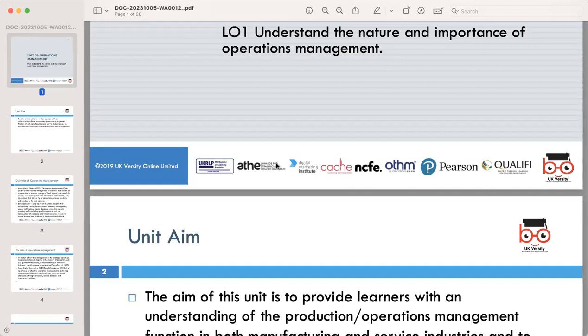Operations management is a fundamental aspect of organizational success. It involves the efficient and effective management of processes and resources to achieve strategic objectives, control costs, maintain quality, and enhance customer satisfaction. Understanding the nature and importance of operation management is essential for individuals and also organizations to thrive in today's business environment.